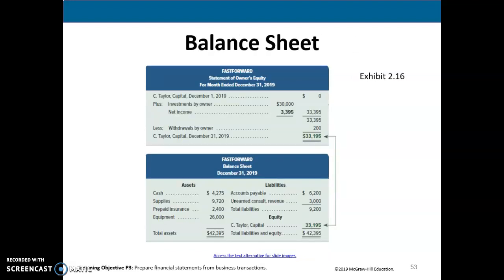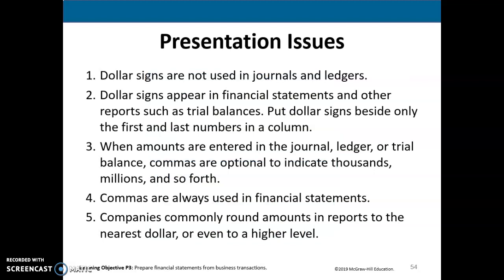All right, our balance sheet. Again, the ending capital comes down into the balance sheet, so we need to do it in order. The balance sheet is going to give us our assets, our liabilities, and our equity. Just some presentation things to think about. Again, when we're doing this in Connect, it's going to do all this information for you, but just so you know, if you ever had to prepare it on paper, what you should be including.